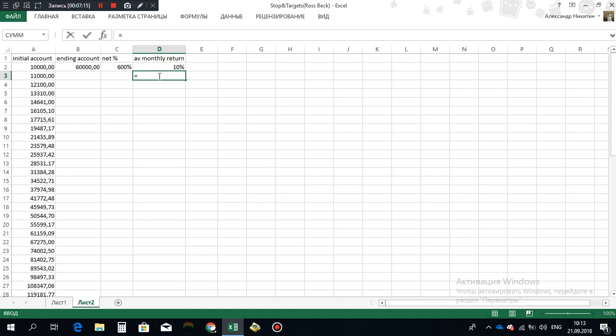So it equals, you should type it down, or maybe write it down with a pen and pencil. Your ending account divided by your initial account, and you should raise it to the power of 1 divided by the number of months. And we know we are looking at 60 months. Yes, the number of 60 months. And then you should subtract 1. So this is your real monthly return. It is 3%.